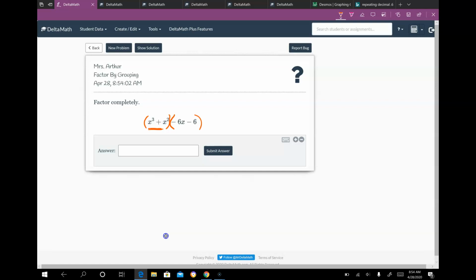You take your lowest x's, so I'm going to take an x squared out. So when I pull an x squared out, remember you're dividing everybody by x squared in that parentheses. So x cubed divided by x squared is x. Now, x squared divided by x squared is not 0, it is 1.